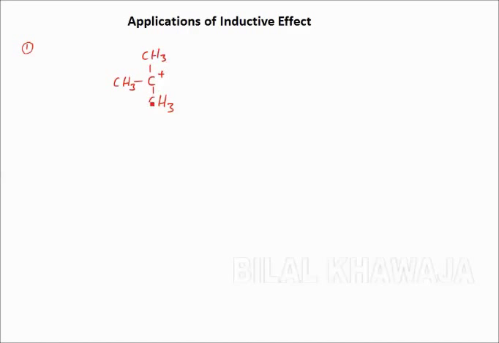Now this is the carbocation. Let's take another carbocation, which has only two methyl groups attached and one hydrogen atom. And let's talk about another carbocation with only one methyl group attached, right? Now this is called the tertiary carbocation. This is the secondary carbocation, and this is the primary carbocation.